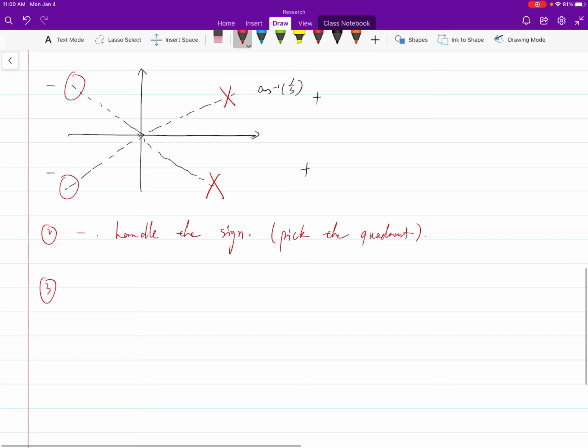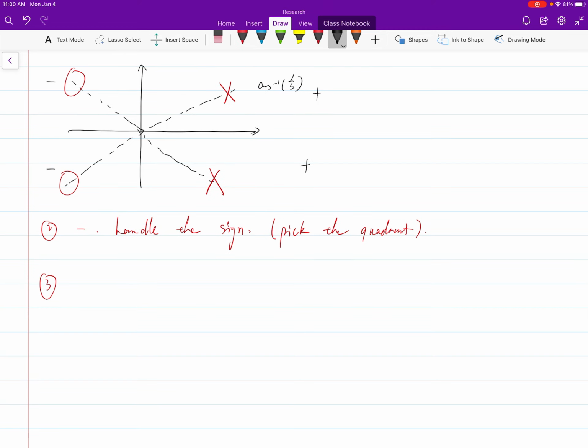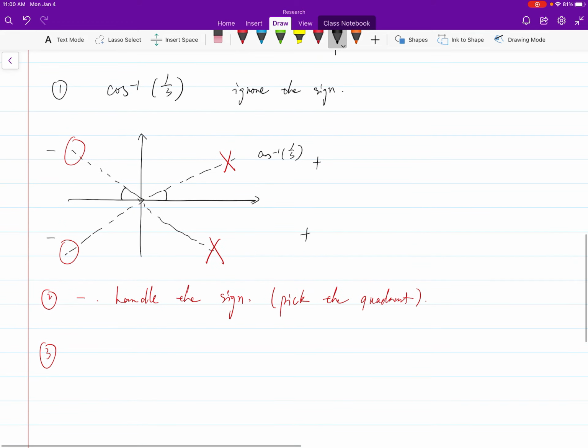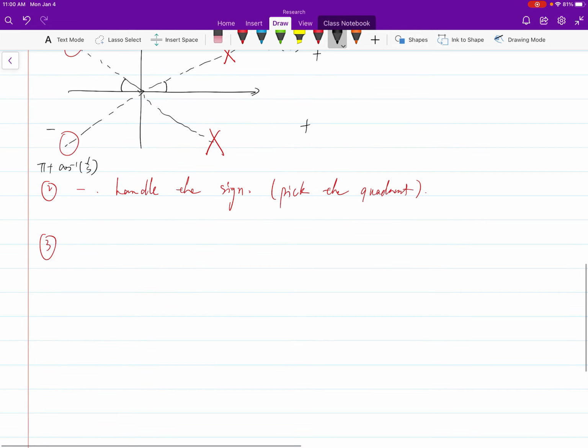Number 3, calculate the 2 answers using the angle you had before. How big is this angle? It's not an easy angle. It's called cosine inverse 1/3. Then this is cosine inverse 1/3. Therefore, the first angle is going to be pi minus cosine inverse 1/3. And the second angle is going to be pi plus cosine inverse 1/3. And we don't know what cosine inverse 1/3 is unless we have a calculator. So we have 2 answers.